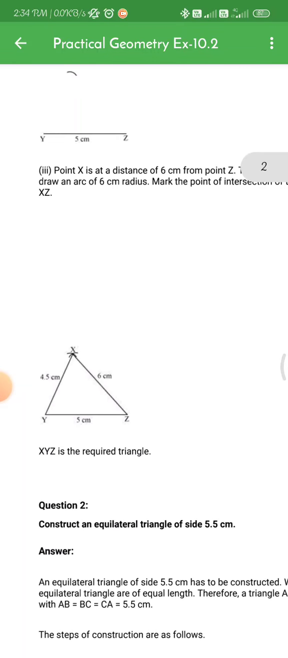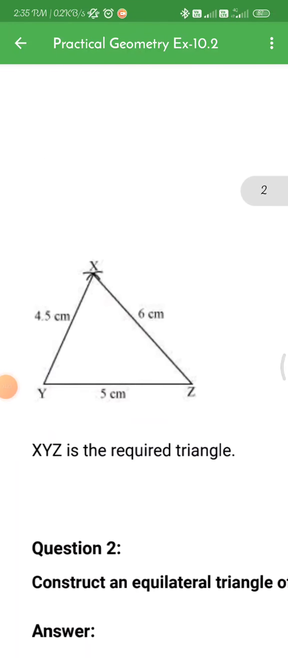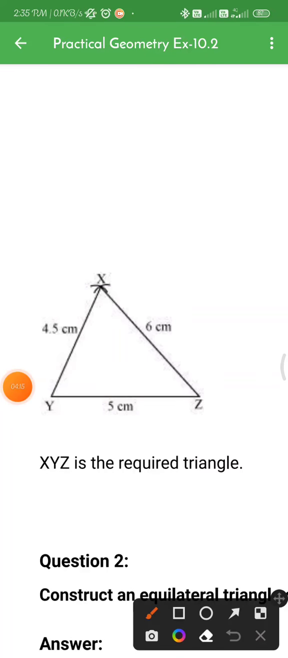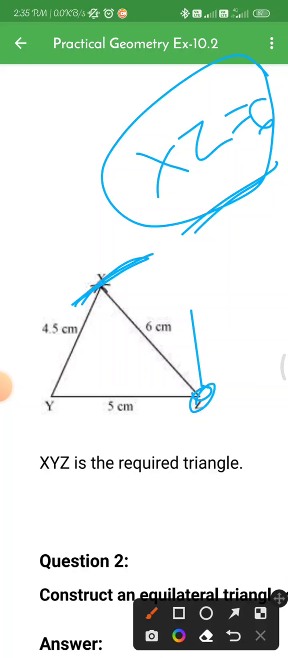Similarly from the point Z, we have ZX equal to 6 centimeter in the question. So from the point Z you have to make an arc of 6 centimeter. This is the required triangle. For this we do the third step. From point Z, we have XZ equal to 6 centimeter. So take this 6 centimeter radius by scale, and with the help of a compass, cut an arc from the point Z at point X.